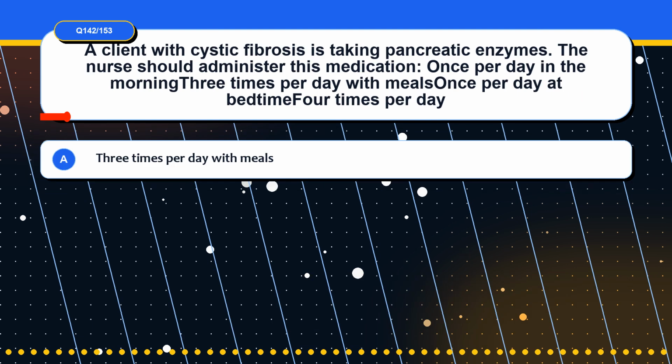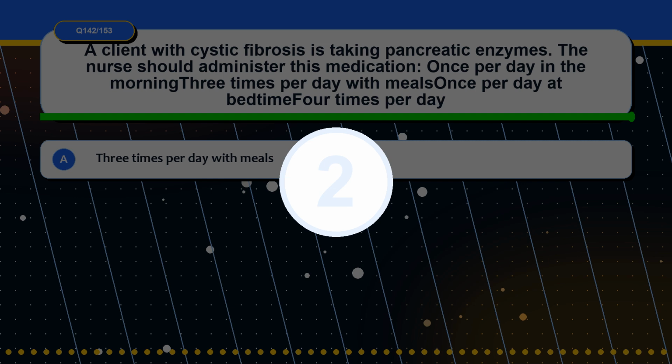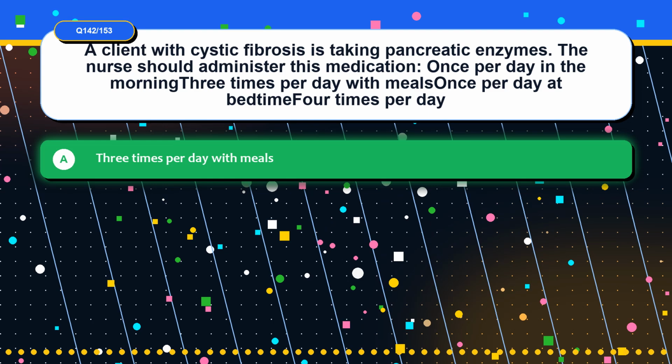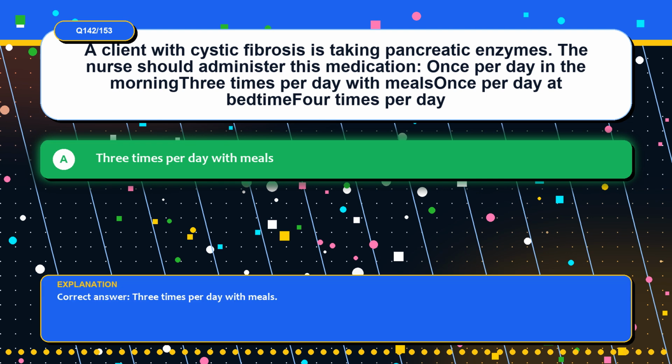Question 142. A client with cystic fibrosis is taking pancreatic enzymes. The nurse should administer this medication once per day in the morning, 3 times per day with meals, once per day at bedtime, 4 times per day. Here are the options. Option A. 3 times per day with meals. The correct answer is option A. 3 times per day with meals. Correct answer.